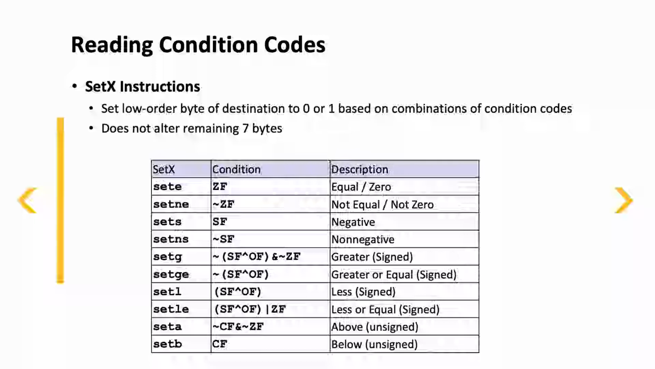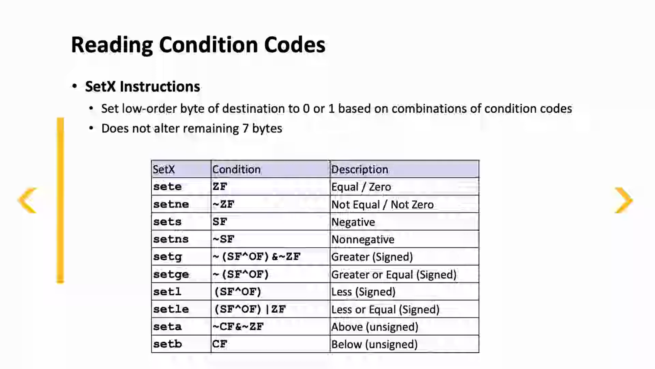Now remember, with our registers, we can access different parts of the register, right? If I give RSI, I don't have to just use the entire quad word, right? I can dive into that. I can look at the lower order 32 bits, the lower order 16 bits, or I can look at the lowest order byte. And that's what setX deals with. It doesn't alter the remaining 7 bytes in the register.